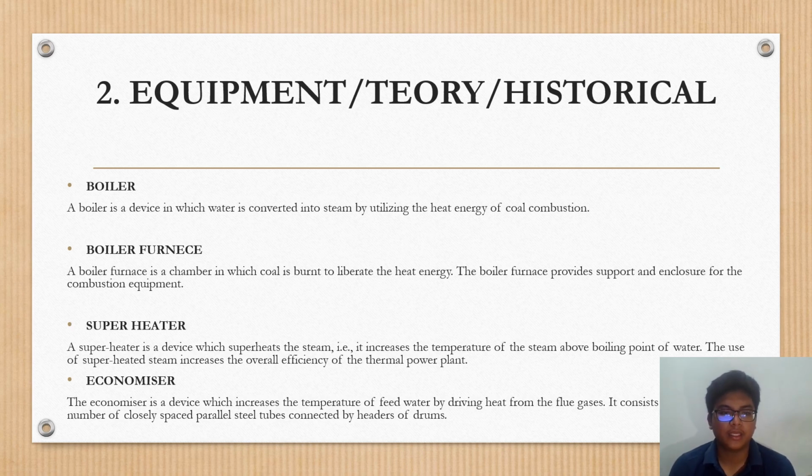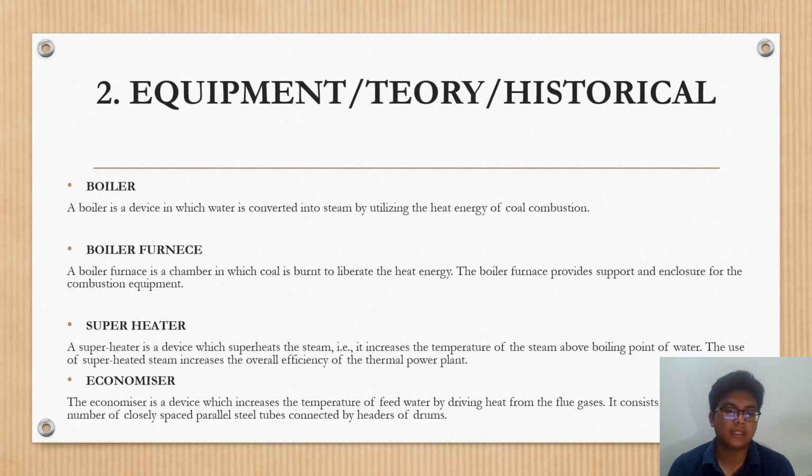The third is the superheater. A superheater is a device which superheats the steam. It increases the temperature of steam above the boiling point of water. The use of superheated steam increases the overall efficiency of the thermal power plant.